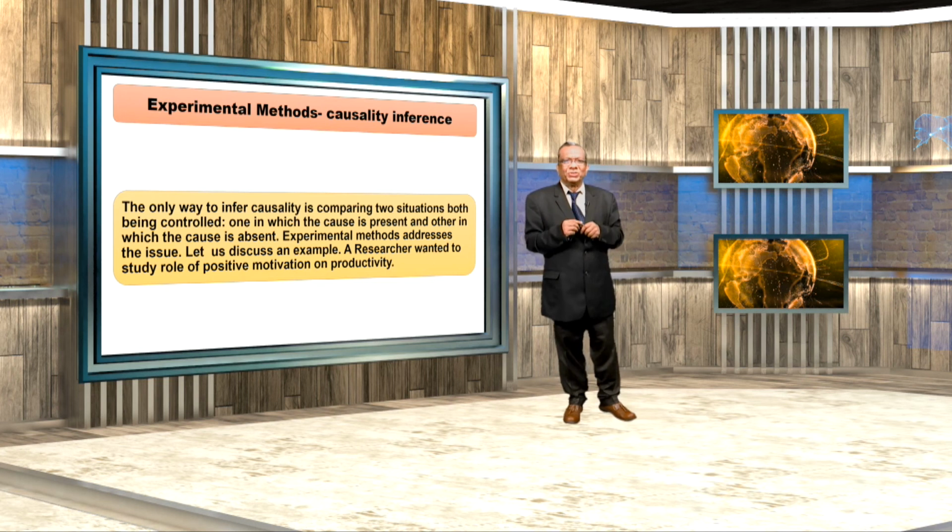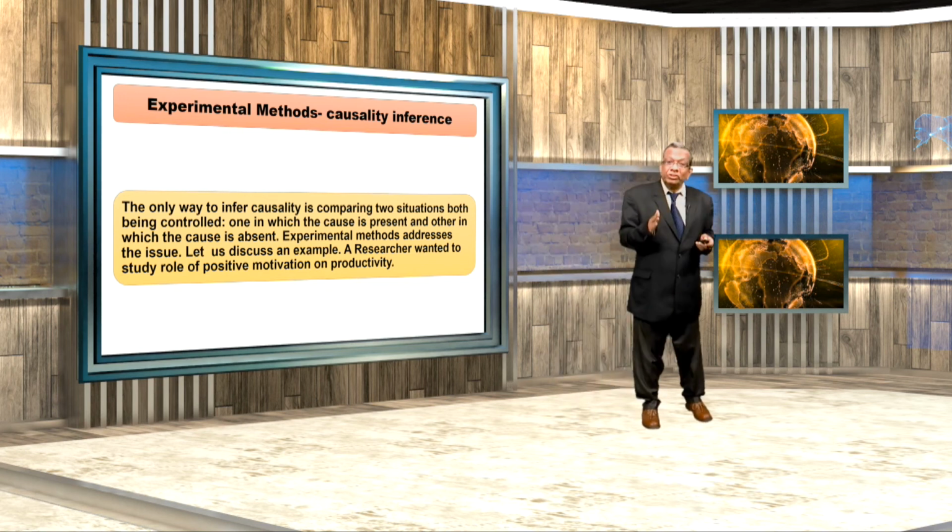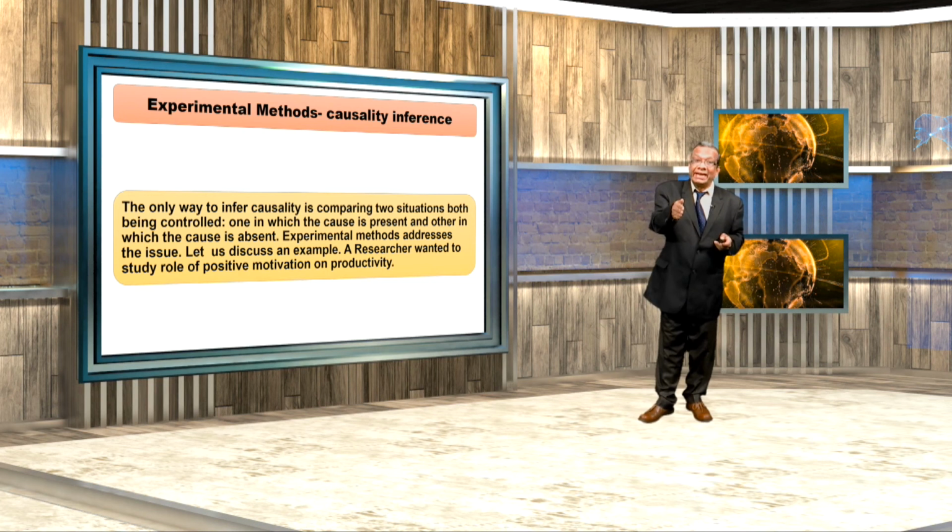Experimental methods, causality inference. The only way to infer causality is by comparing two situations, both being controlled, one in which the cause is present and the other in which the cause is absent. Experimental methods address the issue. Let us discuss an example. A researcher wants to study the role of positive motivation on productivity.